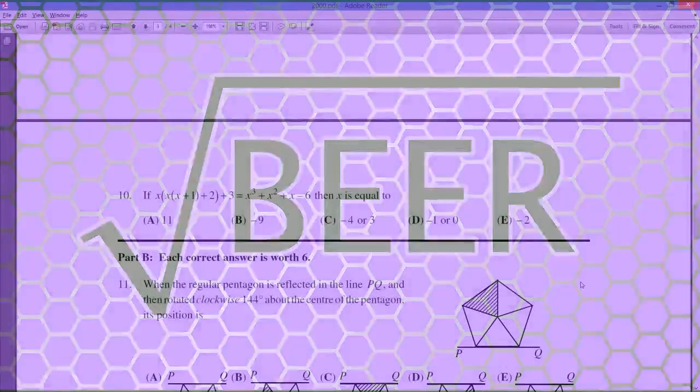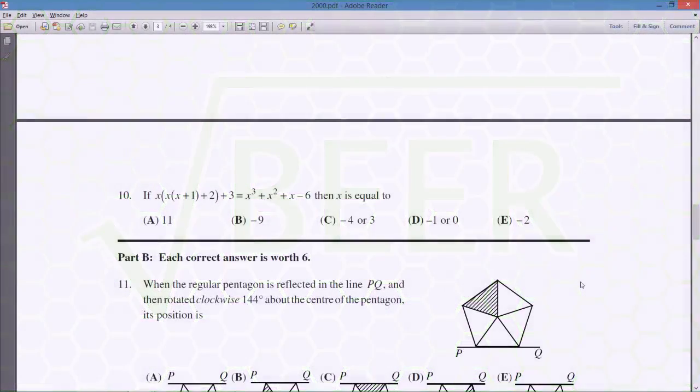We're on to the last question in Part A of the 2000 Fermat paper. We're on question number 10, and it looks like it'll be involving some polynomials. So, if x(x + (x + 1) + 2) + 3 is equal to x cubed plus x squared plus x minus 6, then x is equal to, okay.